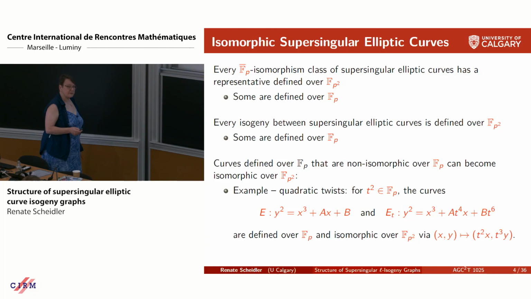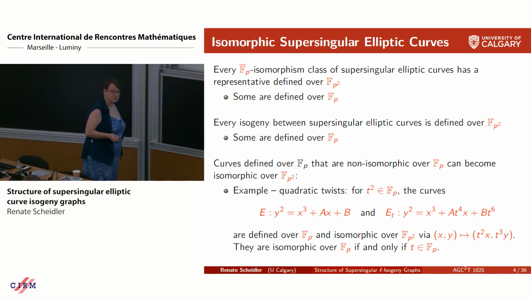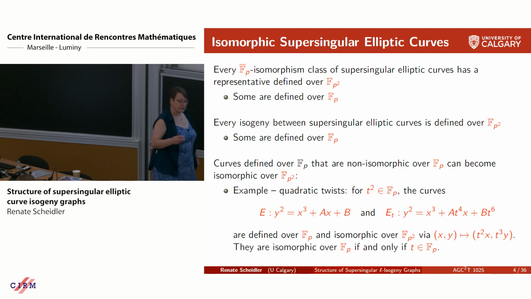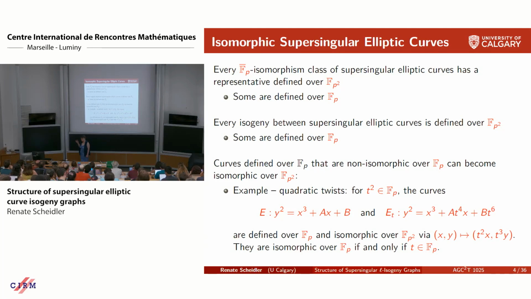But they're not necessarily isomorphic over FP. They are isomorphic over FP if and only if t actually belongs to FP. So here it really depends on what kind of isomorphism classes you're talking about, and also what kind of isogenies you're talking about. We have to be very clear here: are we talking about FP isomorphism classes or FP bar isomorphism classes, of both elliptic curves and also of isogenies?